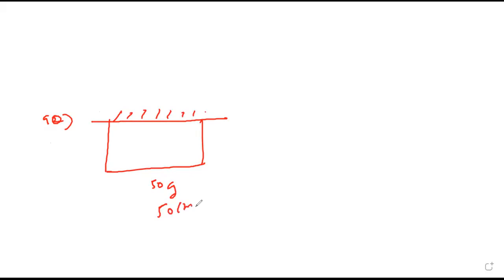A current of 5 ampere is set up in the rod through the wire. What magnetic field should be set up normal to the conductor in order that the tension in the wire becomes zero? Tension in the wire becomes zero, so it should be acted upon by some force. Current of how many ampere are they saying?